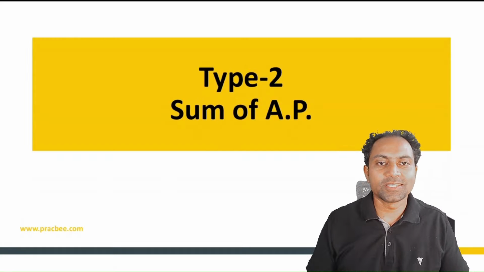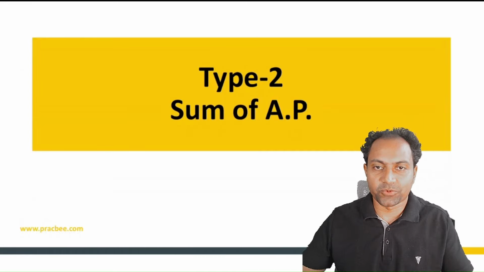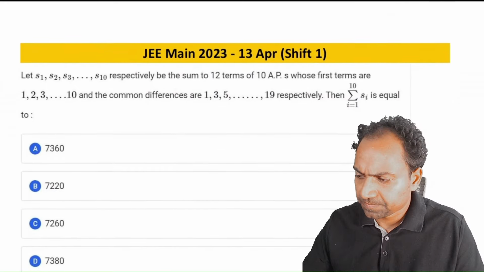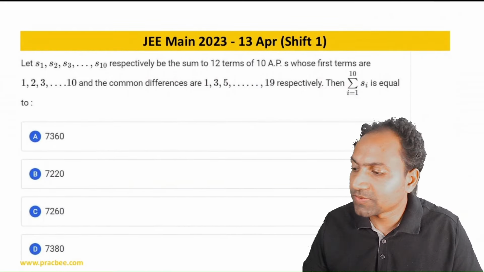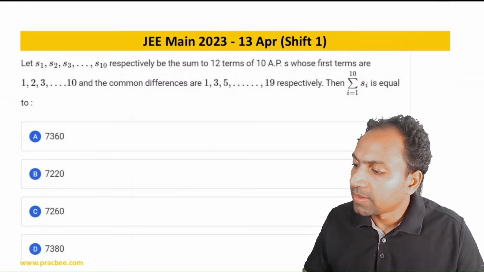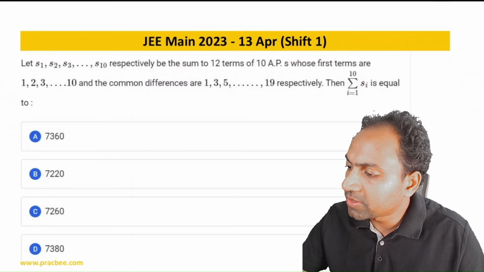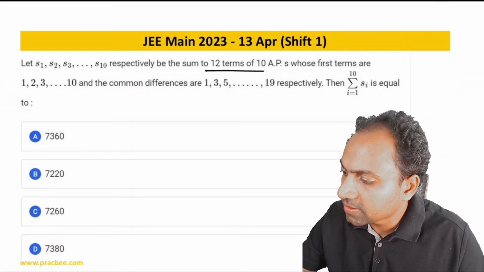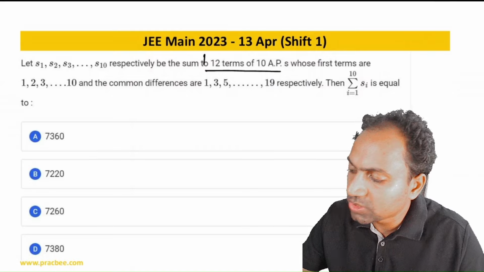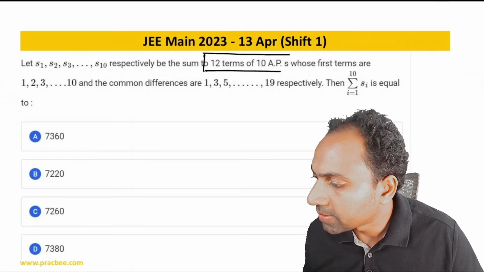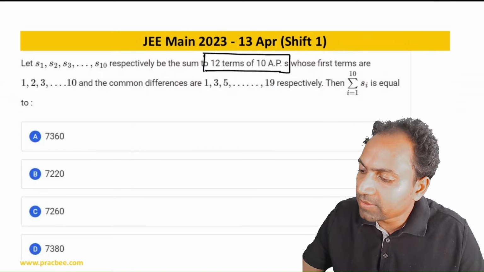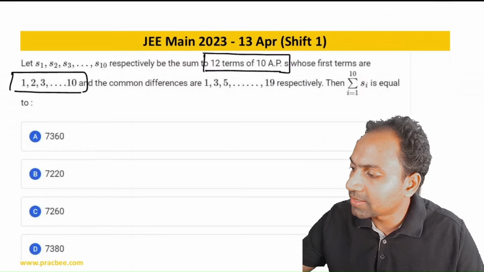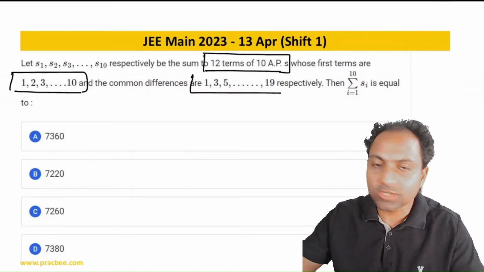The type 2 questions are the questions which are based on the sum of an arithmetic progression. Now let us see a question that was asked in 2023 JEE Mains. In this question, they are talking about S1, S2, S3, up to S10 being respectively the sum of 12 terms of 10 APs. So they are talking about 10 different APs whose sums of 12 terms are given. Their first terms are given to us as 1 to 10. The common difference is also given to us. What they're asking is the sum of those sums.